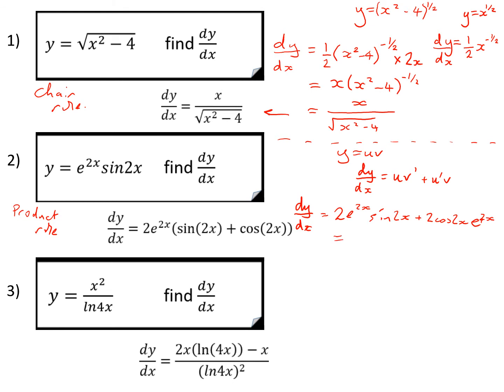Then this, we can factorise out 2e to the 2x in both of them, which leaves sine of 2x, cos of 2x, with the plus in between.